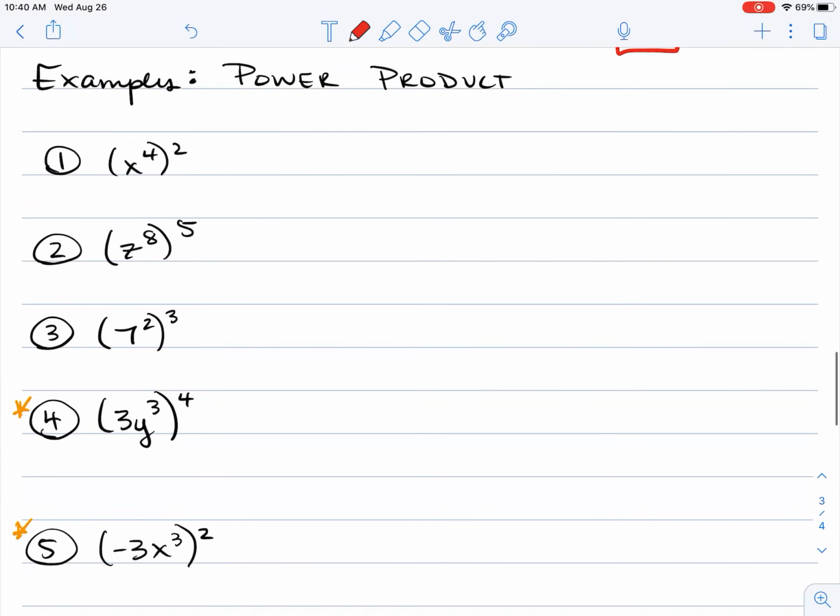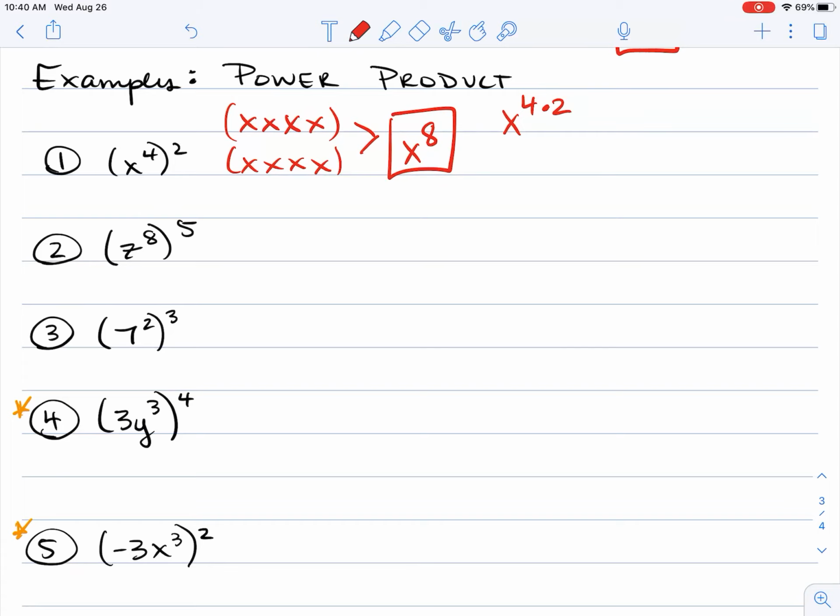Last but not least is the power product. And remember, the power product is where, if you want to use the property, you multiply. But really that outside exponent is how many sets. So if I think about this, I've got 4 x's on the inside, and I've got 2 sets of those. So this gives me x to the 8th, which I could have gotten by doing 4 times 2, that was right, sorry.